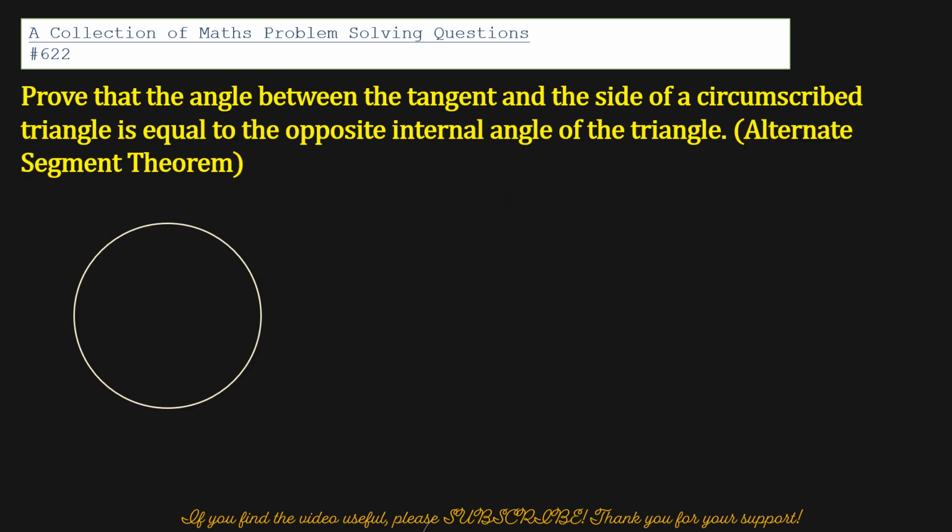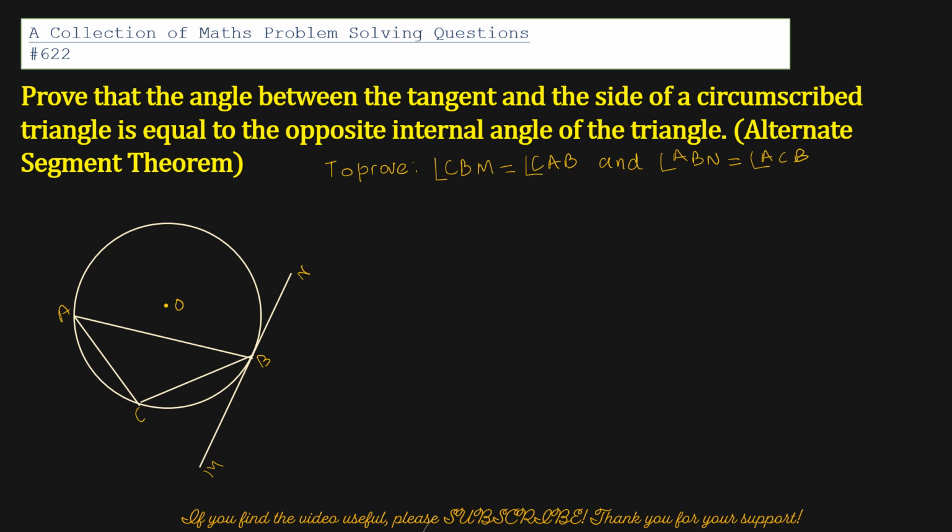We first start with drawing a circle, obviously, and then the tangent, and then the triangle. Then the center O of the circle, and I name the points A, B, C, the triangle, M and N, the ends of the tangent. What we have to prove is angle CBM, which would be this, equals angle CAB, and also angle ABN, so that's this angle, equals angle ACB.